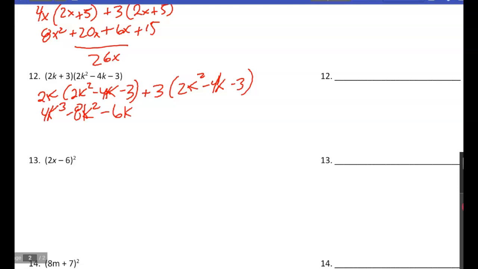Come over here. I'm going to add 6k squared. Now I'm going to subtract 12k. And then 3 times negative 3, negative 9. So look, these have to combine. Those have to combine. So on my line, 4k cubed, negative 8k squared plus 6k squared, negative 2k squared, negative 6, negative 12, negative 18k, and then my negative 9.